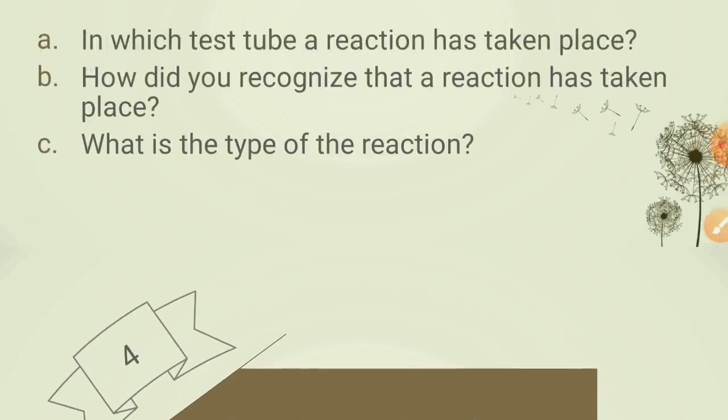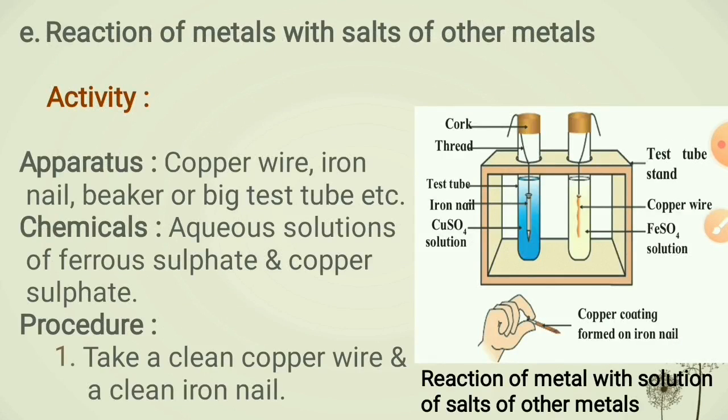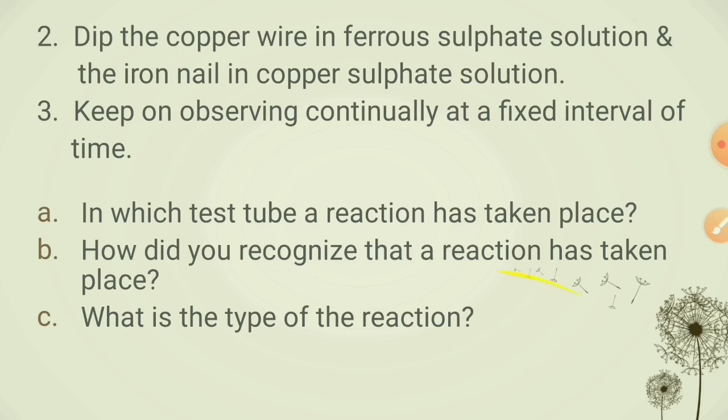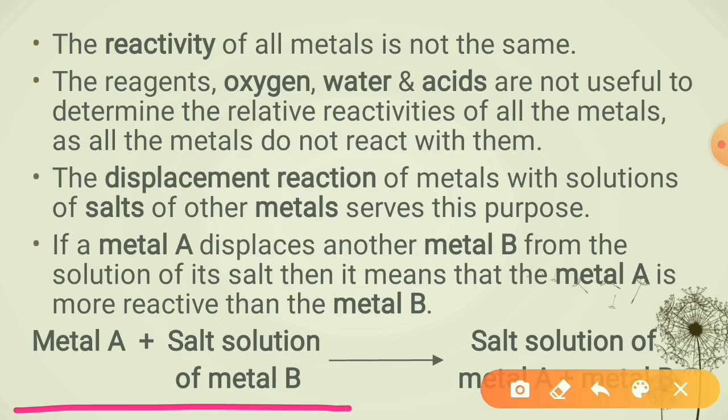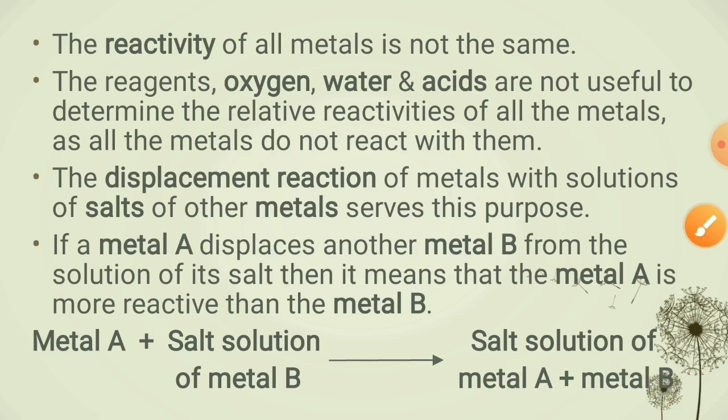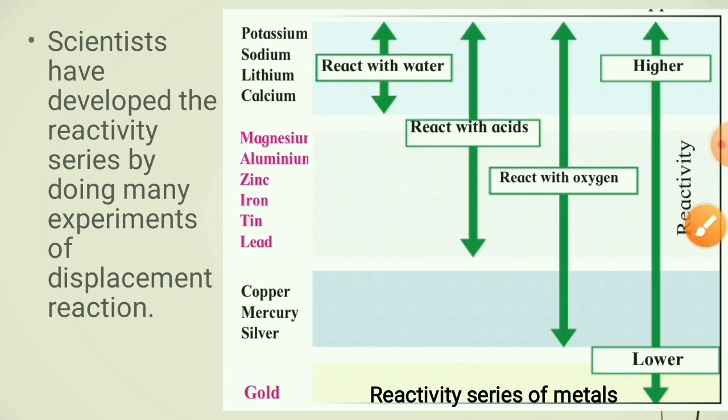Last time we saw the reaction of copper sulfate solution with this nail. It was a displacement reaction. If a metal A displaces another metal B from the solution of its salt, then it means that metal A is more reactive than metal B. The reaction is given here: metal A plus salt solution of metal B will give salt solution of metal A plus metal B.